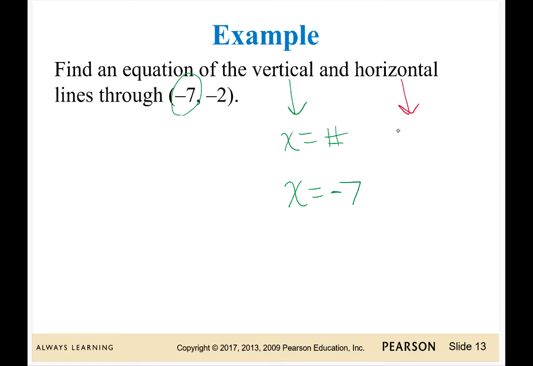Horizontal, same thing. Horizontal is always y equals a number. And if you look at this point, there's only one number, -2. So y equals -2. So there are your vertical and horizontal lines through that point. Notice how straightforward it was, okay? But you had to know that vertical lines are always x equals a number and horizontal lines are y equals a number. So again, retaining that basic information from previous sections is going to be really important.